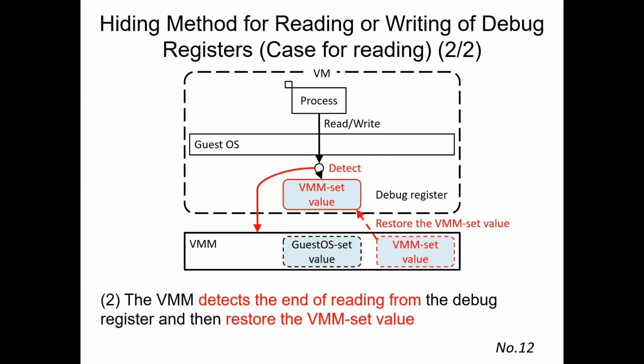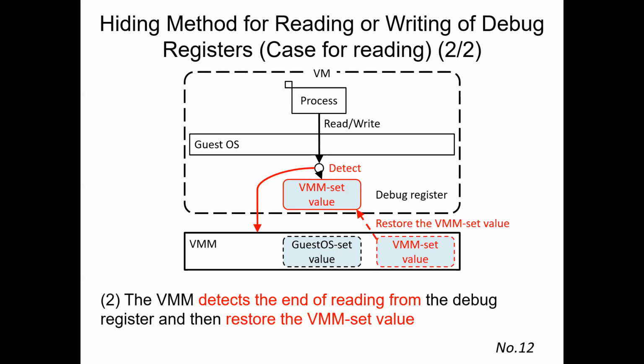After the processing returned to the VM, it tried to read the value again, and it succeeded. At this point, the process reads the value the store was previously set, so the process has no doubt about the value. After the reading, a VM exit occurs, and the VMM detects it as the end of reading from the debug register. Then the VMM restores the VMM set value to the debug register and returns the processing to the VM. Finally, the process resumes its processing as if it can read the required value.